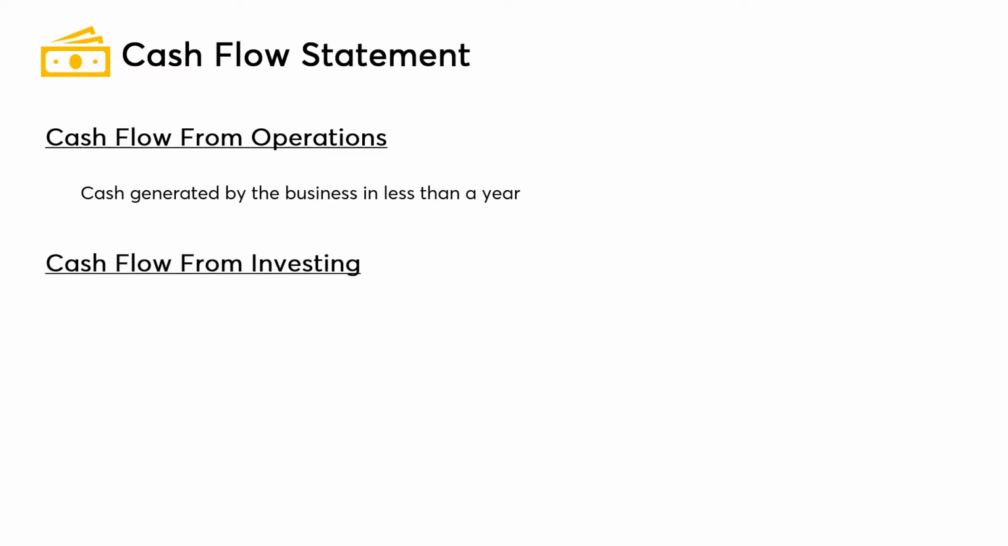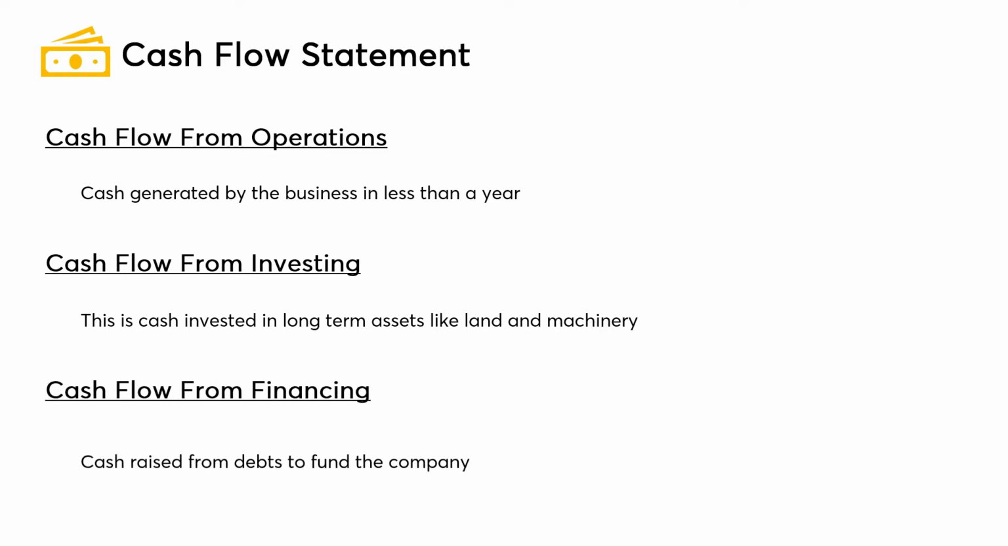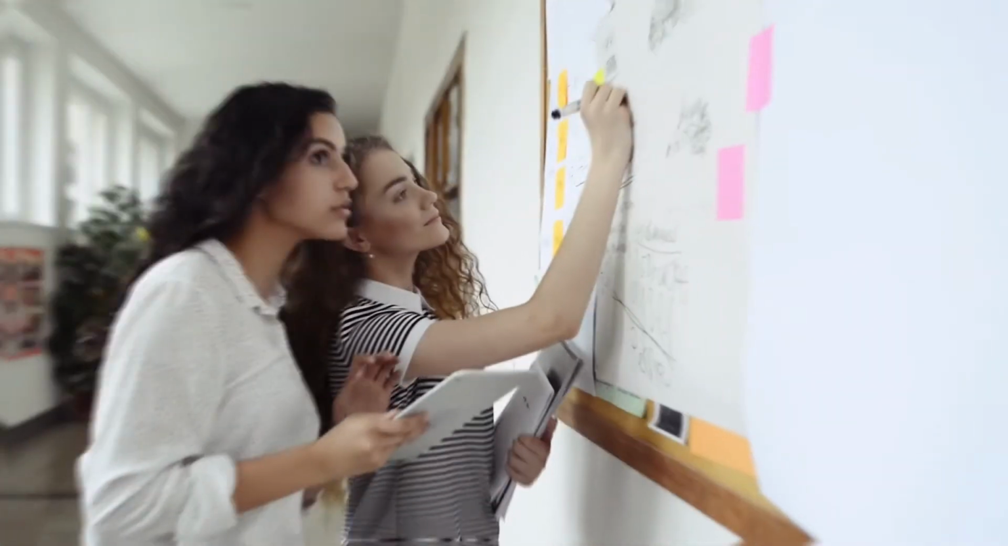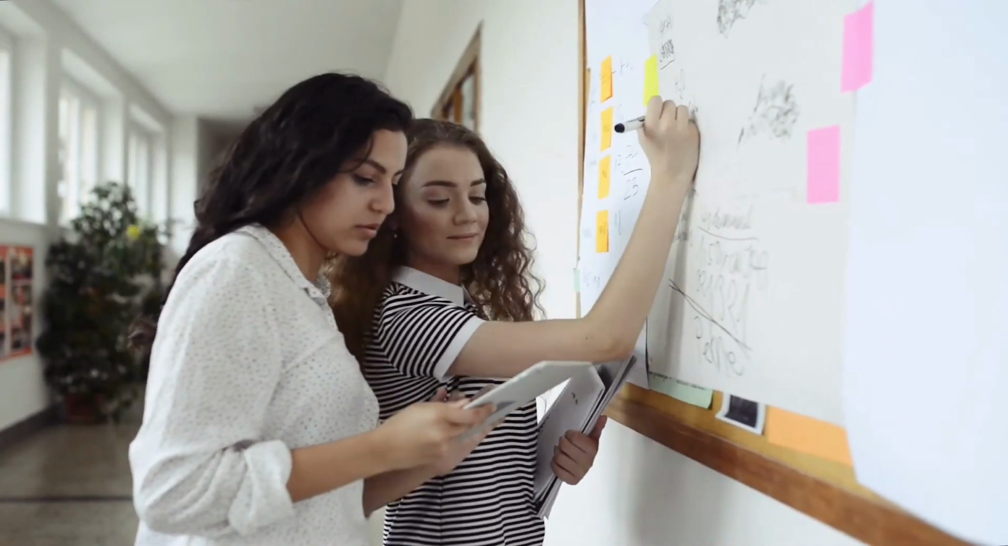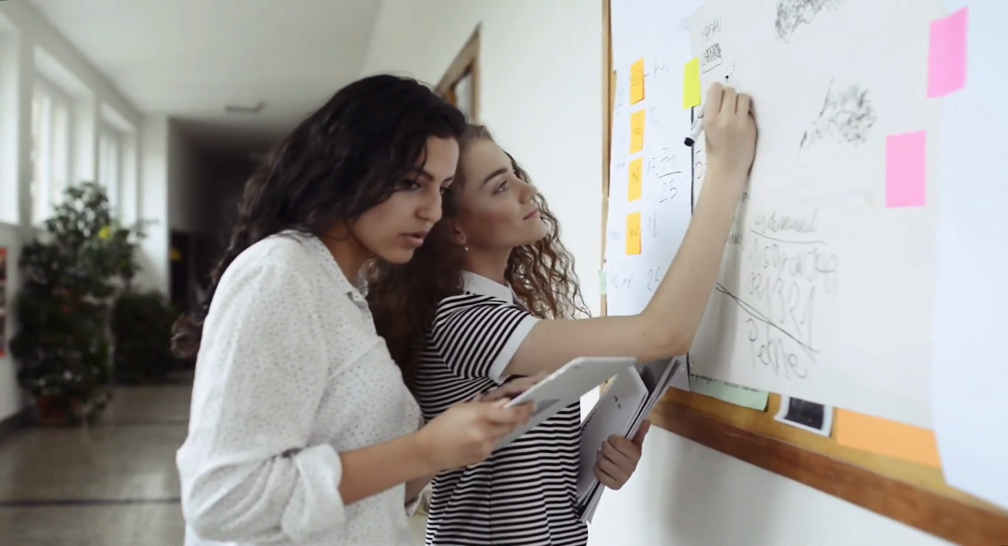Firstly, cash flow from operations. This is nothing but the cash generated from the business for less than a year. Next, we have cash flow from investing. This is cash invested in long-term assets like land and machinery. Finally, we have cash flow from financing. This section shows the flow of cash that is used to fund the company. Companies may raise funds by taking on debt or pay off debt, and this kind of financing activities fill up this section. That being said, let's discuss a sample cash flow statement with the help of a sample income statement and balance sheet.